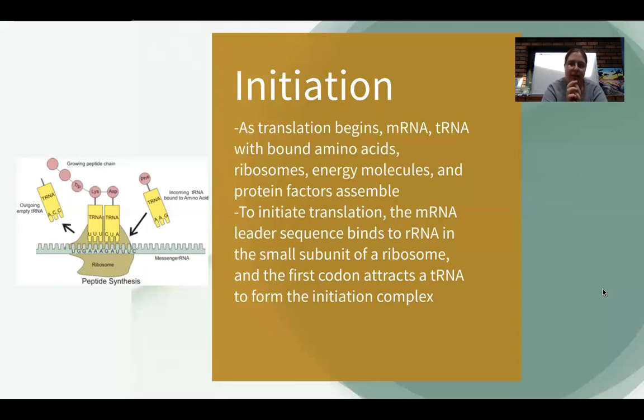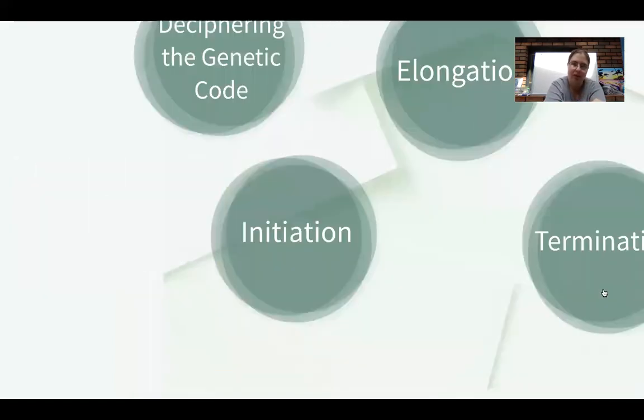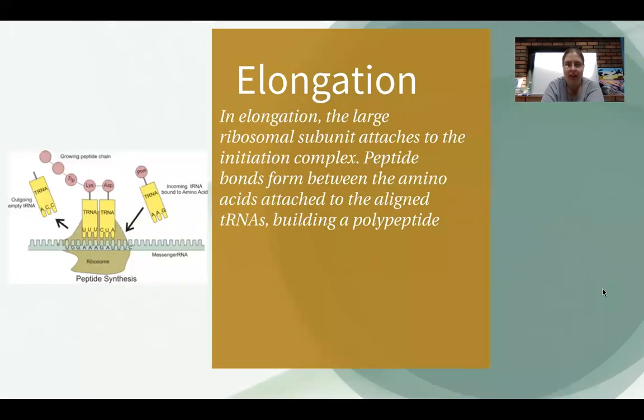And then the very first codon, which is generally AUG, is going to attract a particular tRNA in order to form what's called the initiation complex. Now, this particular tRNA is very important because that first codon, AUG, in the mRNA, we call it the start codon. And the tRNA that binds to the start codon has a very special amino acid associated with it called methionine. Once methionine is on top, it sends out a signal for everything else to congregate and get going.